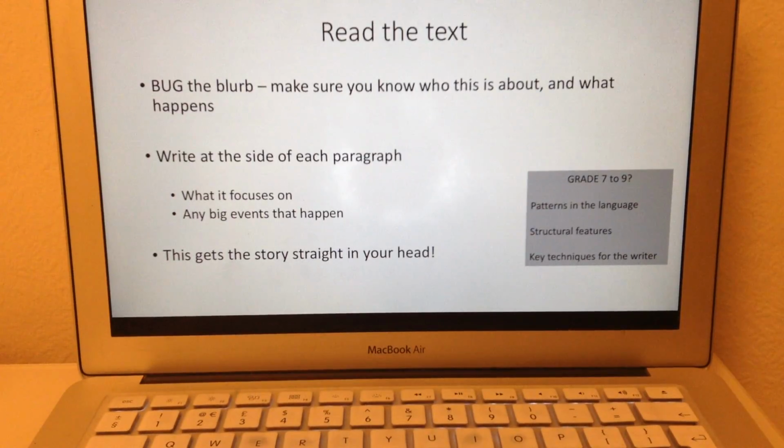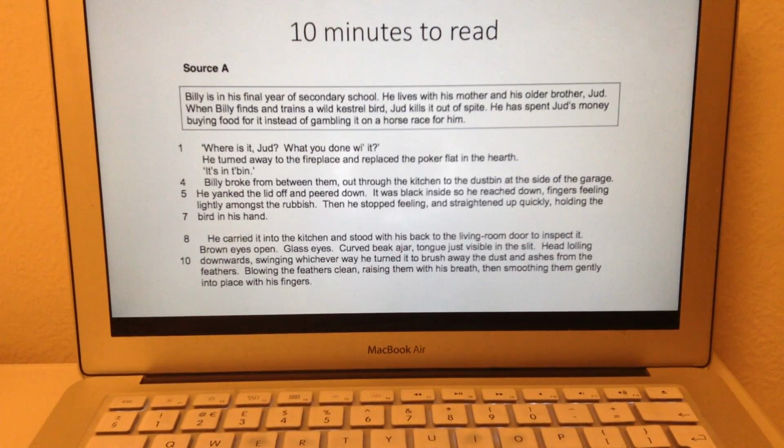So your text looks like this. You've got 10 minutes to read it. I'd be reading this and I'd underline Billy is in his final year of secondary school, and I'd put a little note, so teenager. He lives with his mother and his older brother, and I'd underline that and put a little note, where's his dad? When Billy finds and trains a wild kestrel bird, Judd kills it out of spite. I'd underline that and put bird is dead, so that I've got it really straight in my head what this is about.